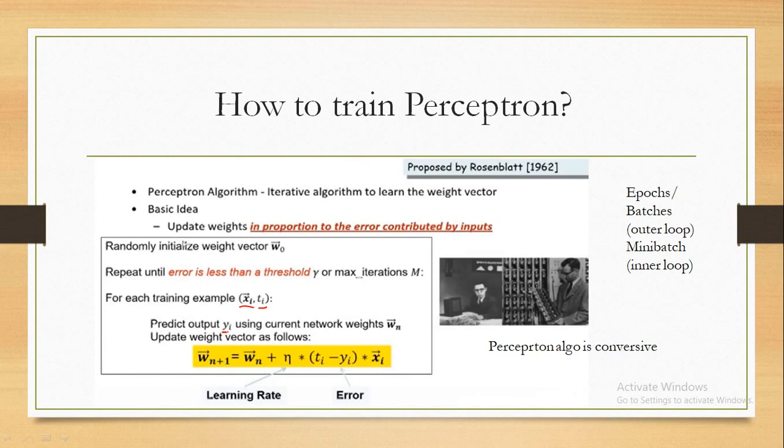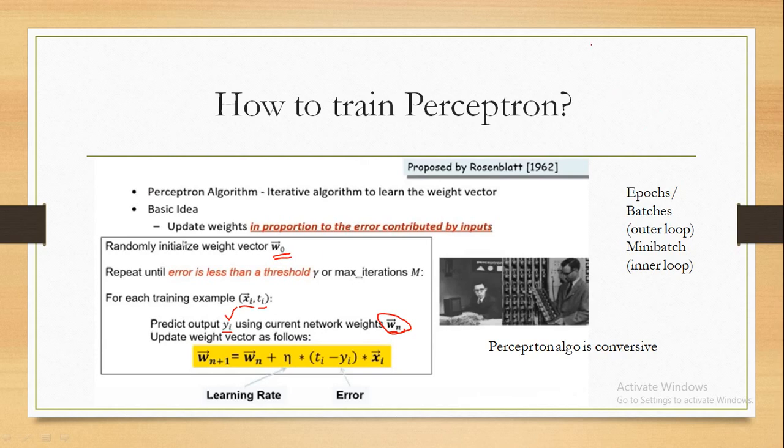Now predict the output yi. In short, predict the outcome, that's yi, using the current network weights wi. For yi, you have to use the previously generated weight vector. So for the first iteration, you have to consider w0.